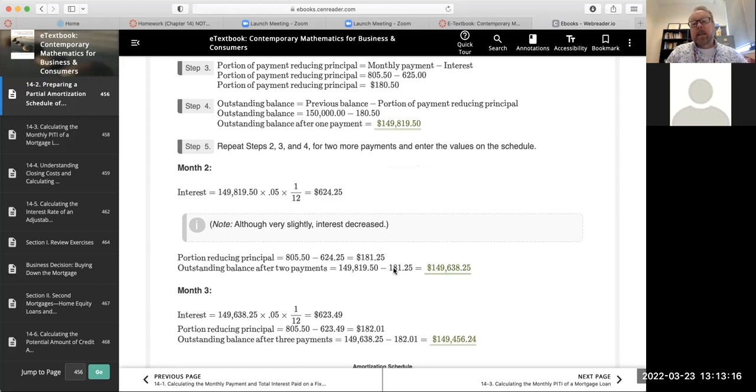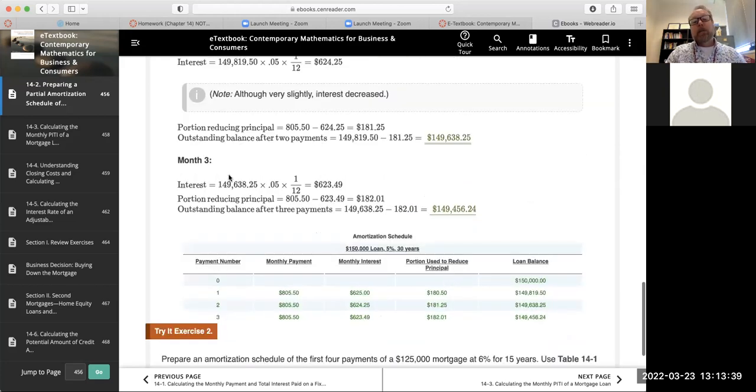And so I'm going to deduct that amount from my new balance. And now I'm going to have a new balance of $149,638.25. So at the end of month 2, after I've made my second payment, I now owe $149,638.25. So that's the end of month 2. However, we're going to keep going into month 3.